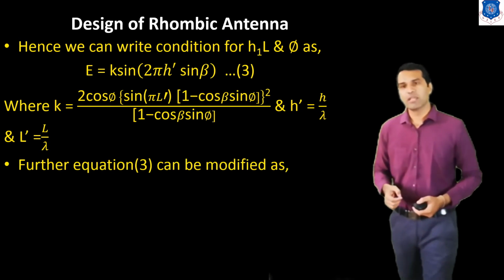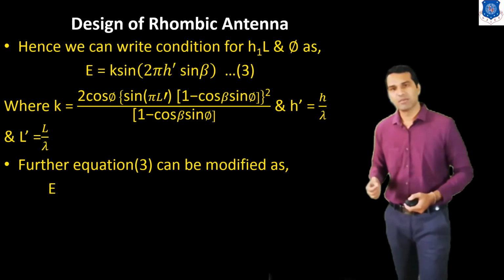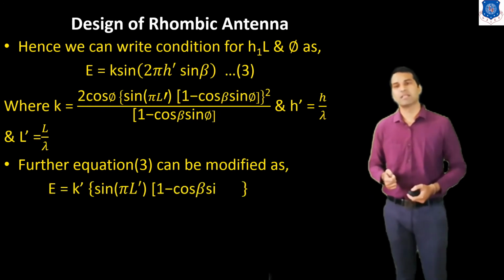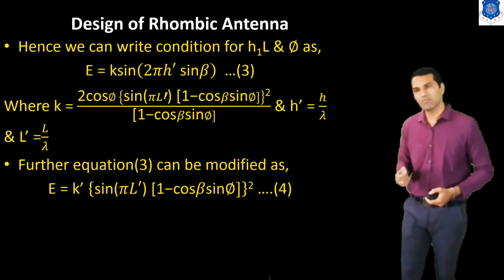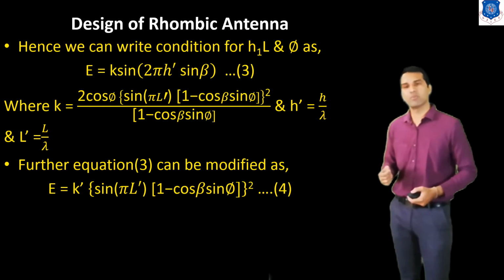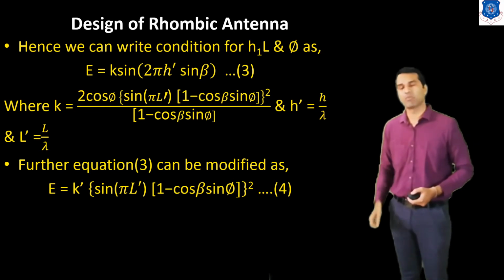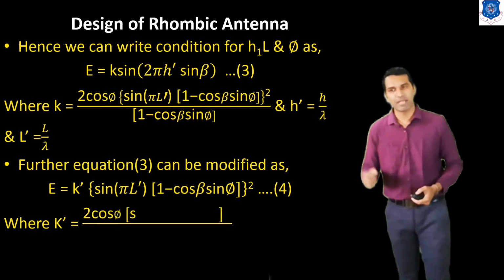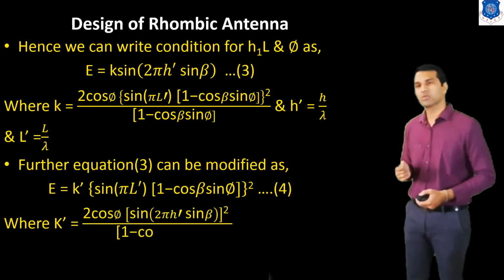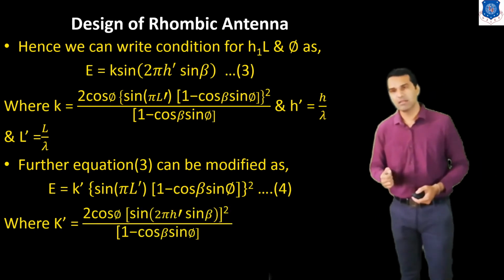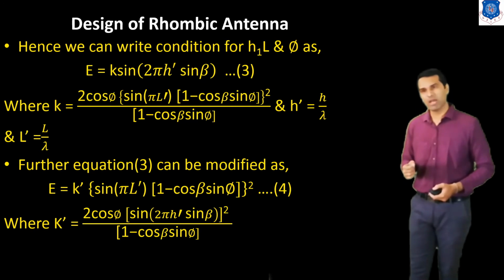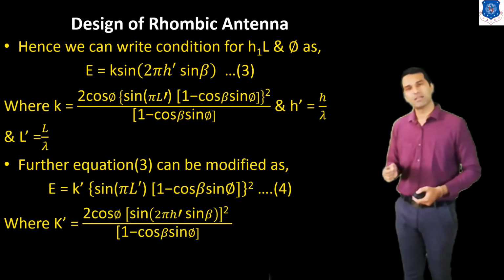Further, equation number 3 can be modified as E equals k dash sine pi L dash (1 minus cos beta sine alpha) square, where this k dash represents 2 cos phi sine 2 pi h dash sine beta square upon 1 minus cos beta sine phi.